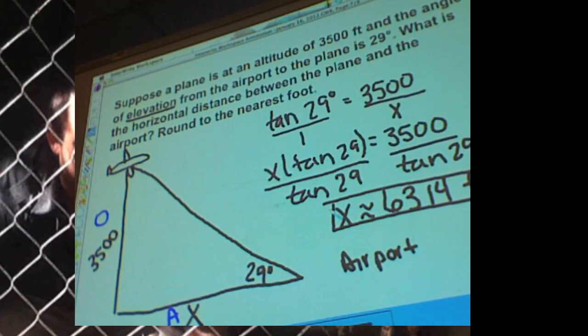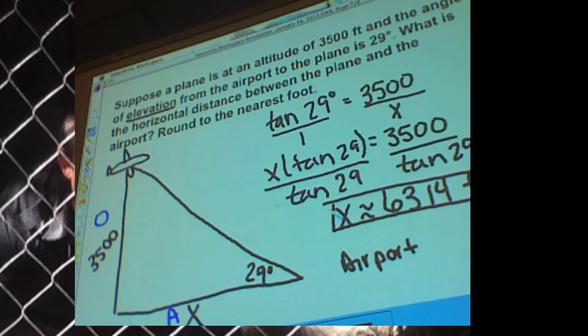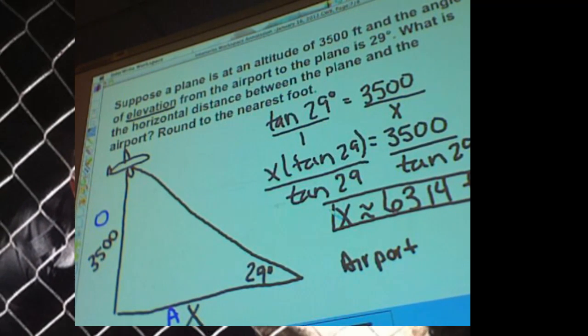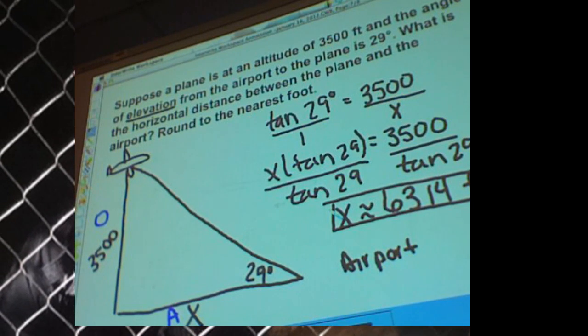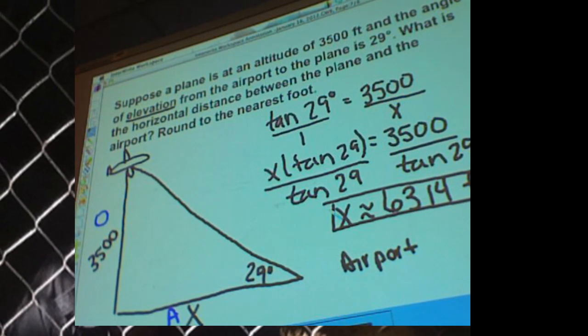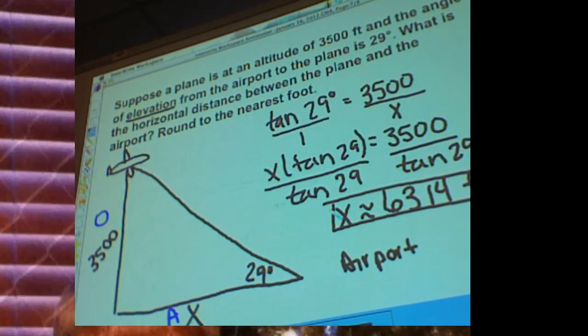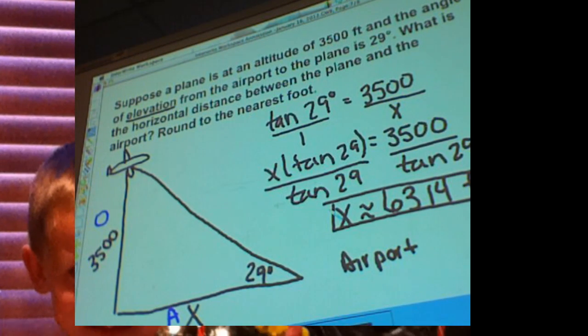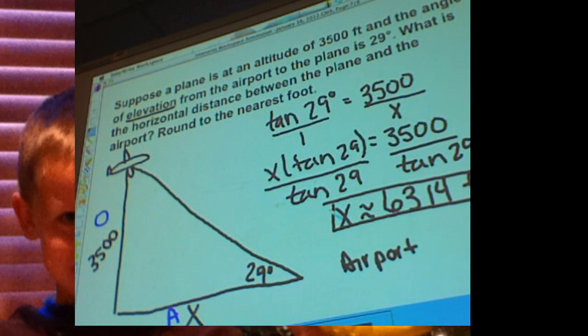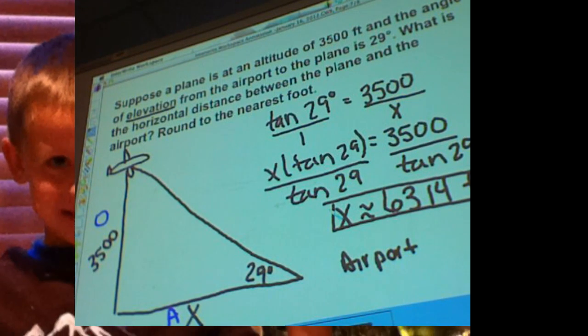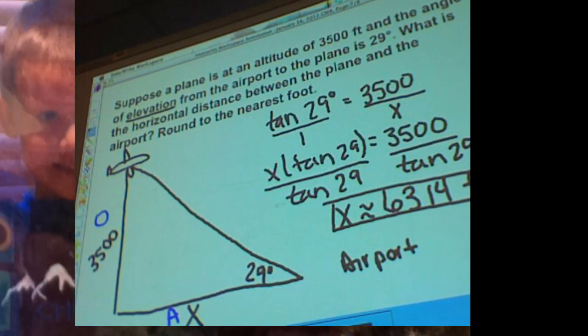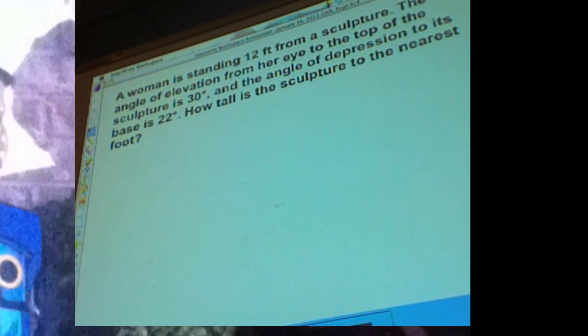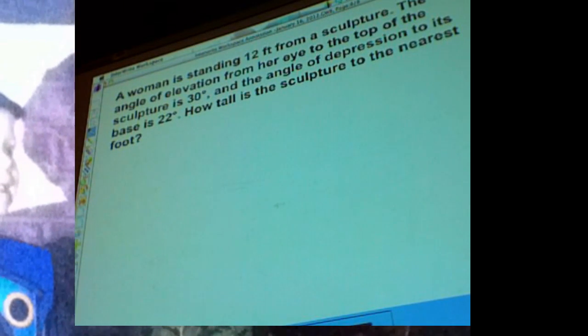You should be thinking to yourself, is this answer reasonable? If you're in the sky in an airplane at an altitude of 3,500 feet, and you're looking at a very small angle, yes, the airport is going to be farther away. So yes, our answer is reasonable. If it doesn't make sense, go back and double check your work. Let's take a look at another one. Pause the video and answer this question.